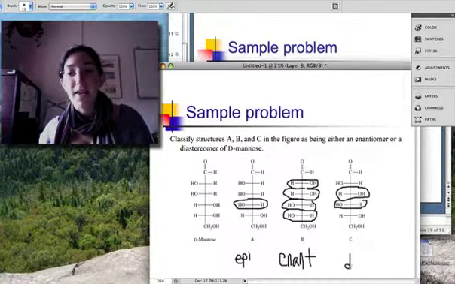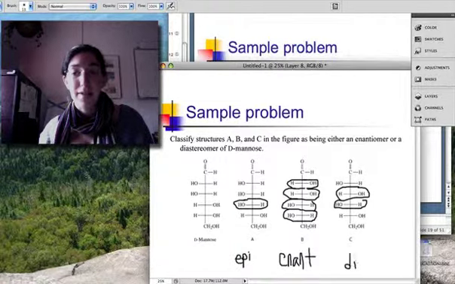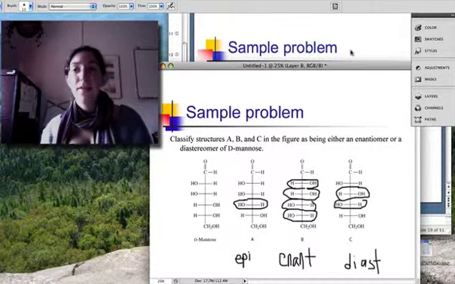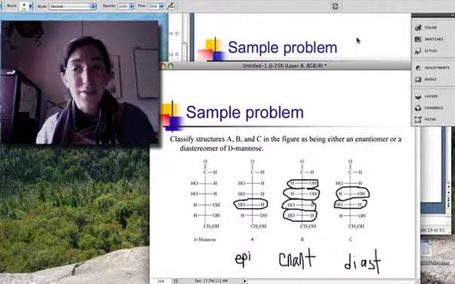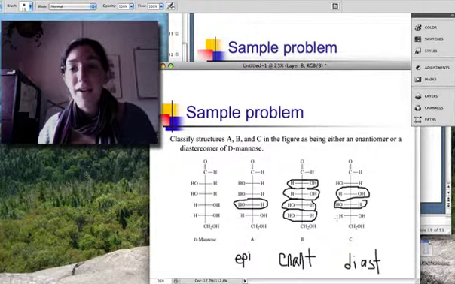That makes this a diastereomer. Okay? So practice those. This is just a matter of remembering the different names for each.